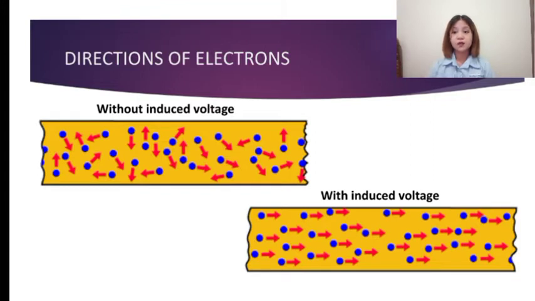As we can see here, the red arrows represent the electrons and the blue dots are the protons. We will know the direction of electrons in a copper atom when there is no induced voltage in the copper atom. The flow of direction is scattered everywhere, or there is no permanent direction. And when there is induced voltage, the direction of electrons will flow in one direction.